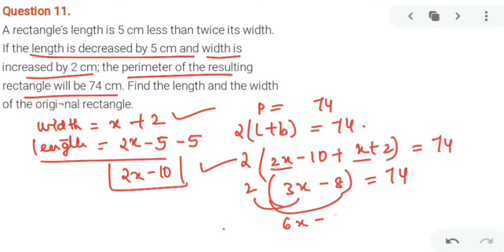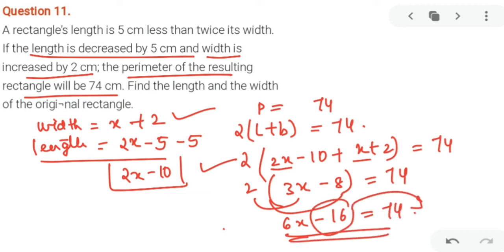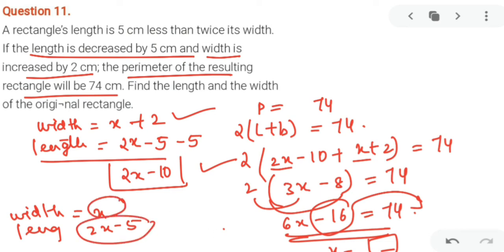That will be 6x minus 16 is equal to 74. Now my dear kids, take this minus 16 here as plus 16 and solve for x. Can you do that? Once you got x, your problem is not done. You kept the width as x, and your length was 2x minus 5. Original. So you have to put the value of x here and get the original width and length.